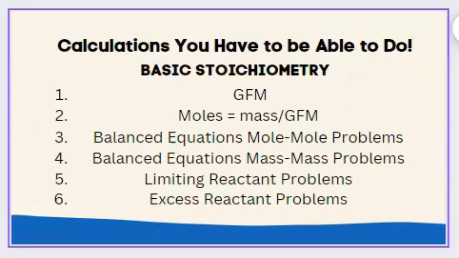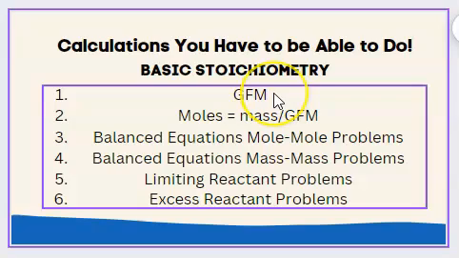Here is a rundown of the basic stoichiometry you need to know. You have to be able to calculate gram formula masses for compounds. For elements, you just look up the masses on the periodic table. You have to be able to go between moles and mass using the formula here in number 2. You should already be familiar with it.